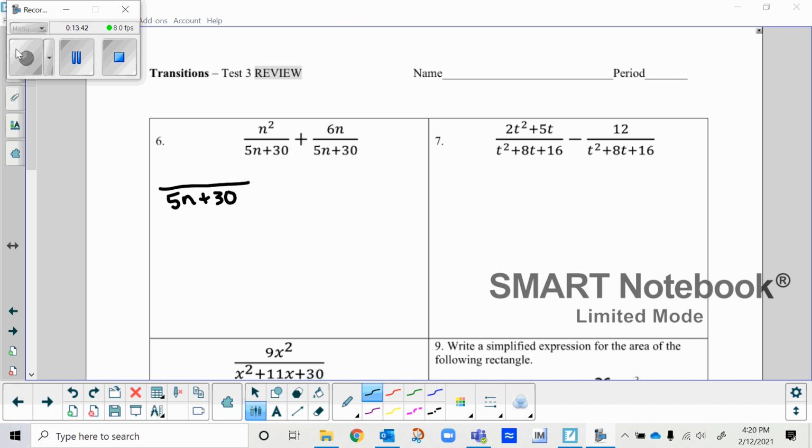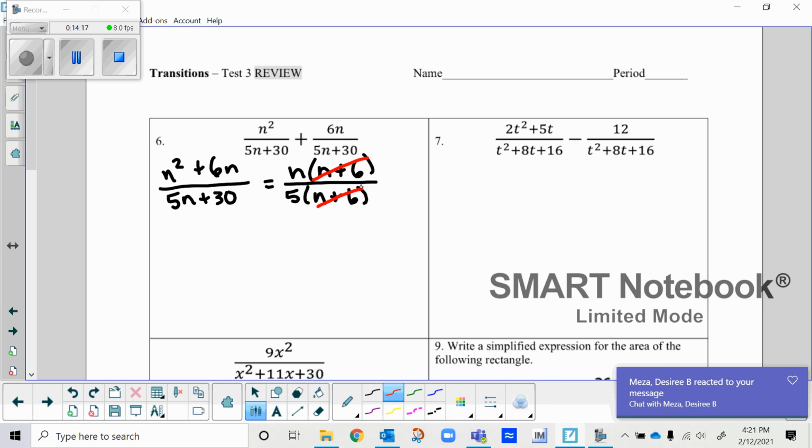And now we add across the top, n squared plus 6n. And then you factor to see if you can cancel anything. Both of these use the GCF method of factoring, the greatest common factor. The numerator has a GCF of n, which leaves n plus 6 left over. And then the bottom has 5 in the denominator, so that's 5 times n plus 6. And the n plus 6's cancel, leaving me n over 5.